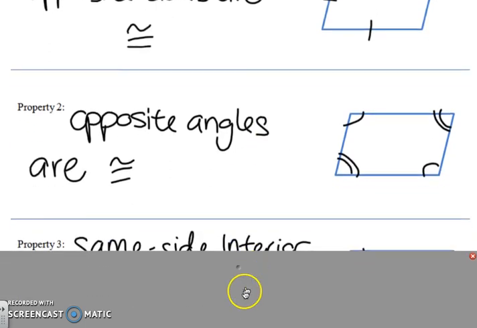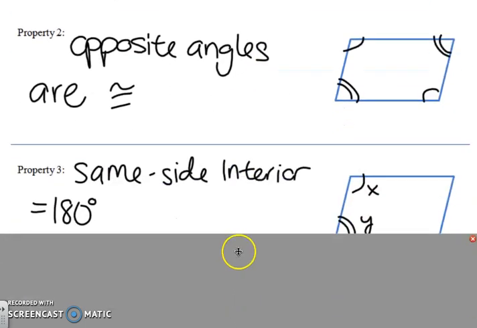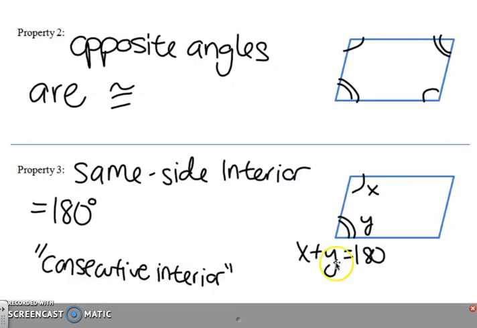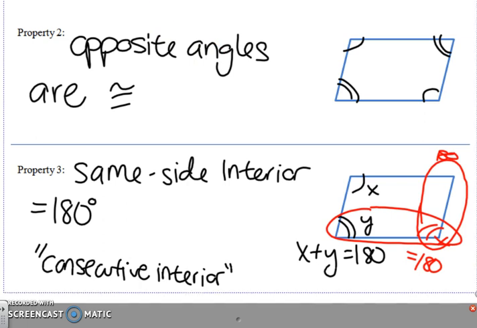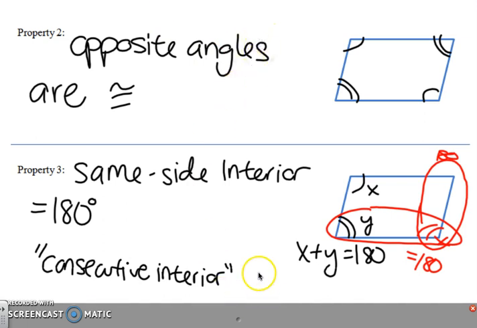Property number 3. Same side interior, remember that from parallel lines? Remember, this is a parallelogram, so we have parallel lines. So we know same side interior angles are going to equal 180. Again, you could call them consecutive interior, and that means the same thing. So these two angles added together equal 180. Same thing over here. If I wanted to call that x, those two angles would equal 180 as well. Same thing here. Basically the two angles next to each other in the parallelogram are going to equal 180 degrees because we've got a line.